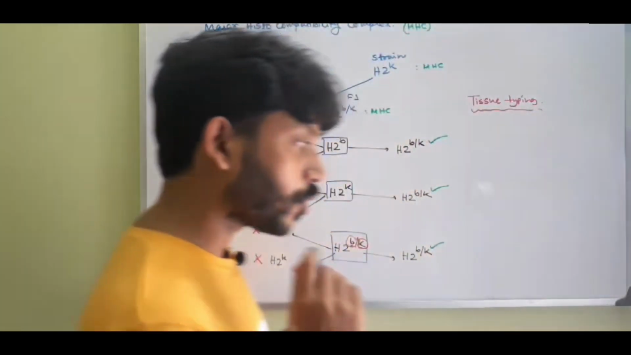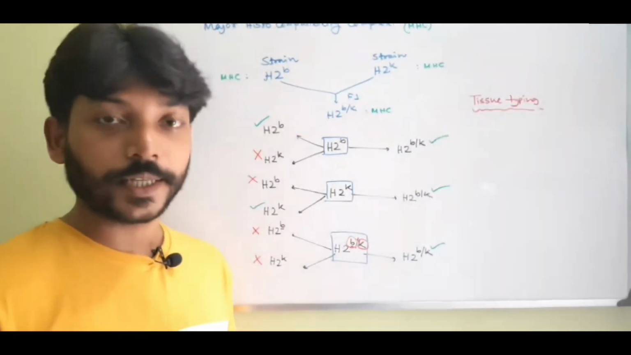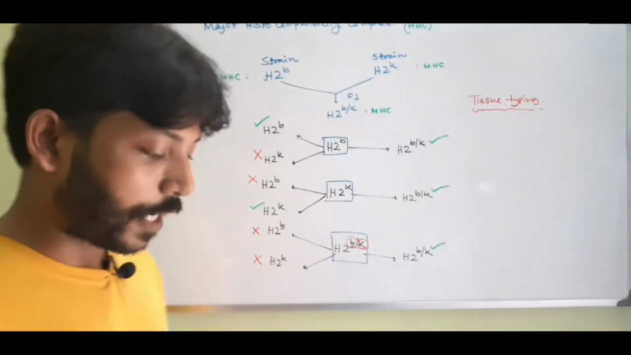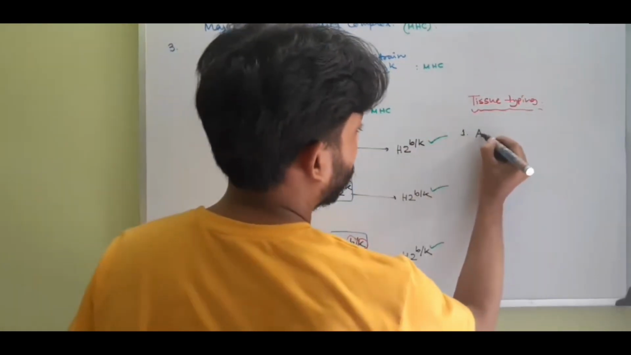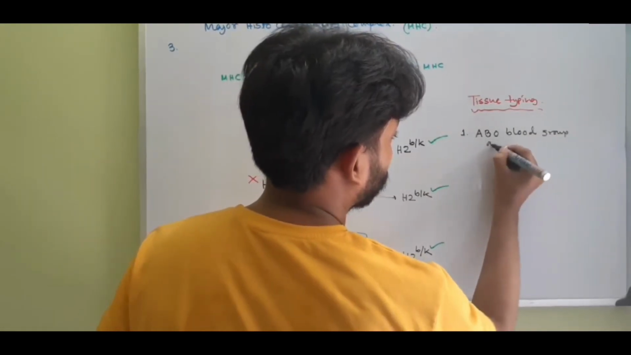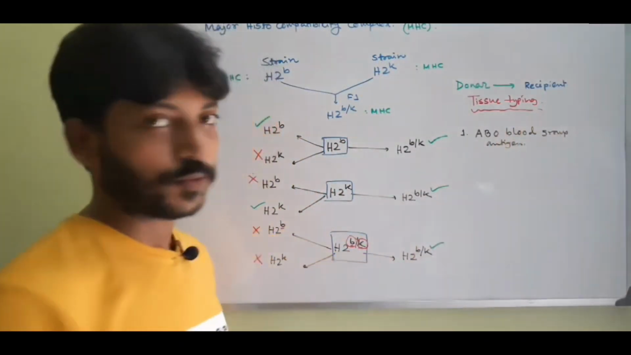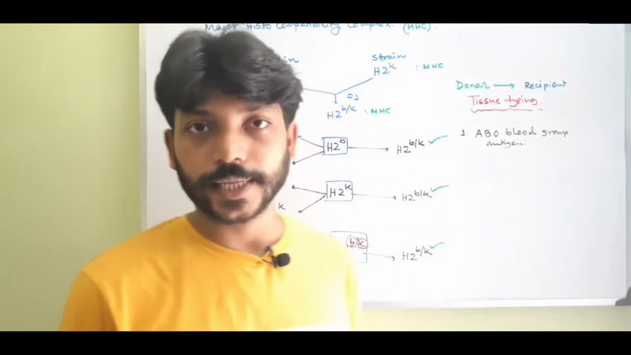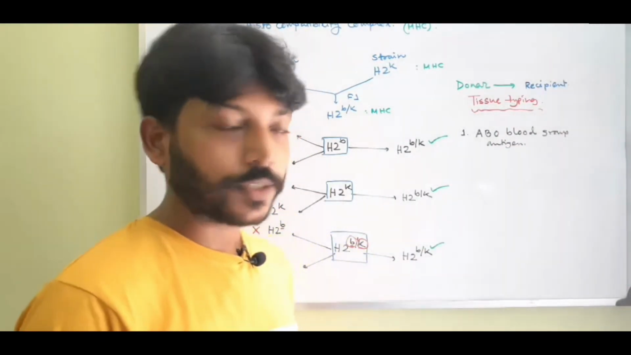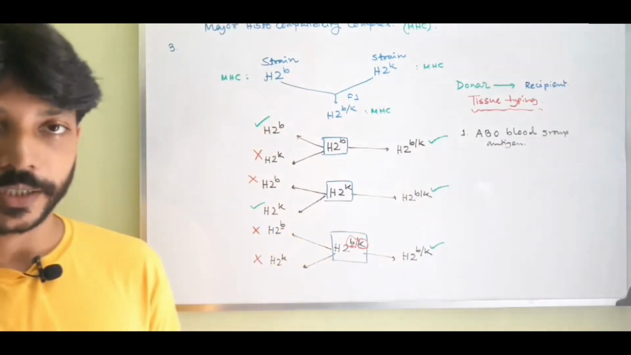Now I will show you three important molecules. For that reason, very fast tissue rejection occurs. The first molecule is the ABO blood group antigen. If there is any mismatch between ABO blood groups, as we know there are two antigens, A antigen and B antigen, then tissue transplantation rejection occurs.